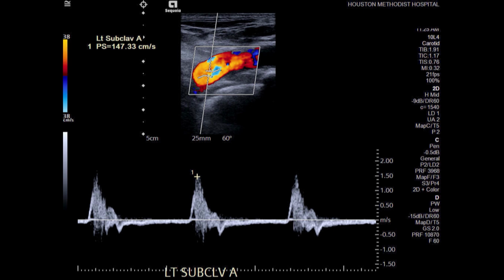Right common carotid and ICA occlusion. Right ECA is antegrade, and we have a 50 to 69% left ICA stenosis. The ECA I will call collateral flow instead of stenosis in the left ECA, and less than 50% on both subclavians.